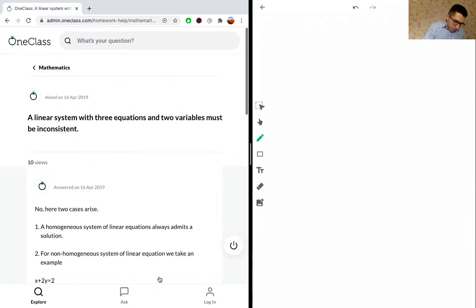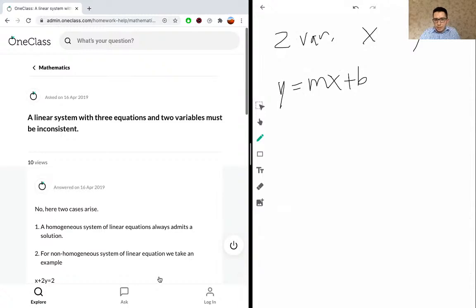So we can start off conceptually. If we have 2 variables, let's say these variables are x and y, and we have 3 equations. It could be any equation in the form of y equals mx plus b. These will be different variations of those equations that are given to us. And it's asking if we're given 3 equations and 2 variables, is the solution always inconsistent? Because it says must be inconsistent. So here we have to define what inconsistent means.